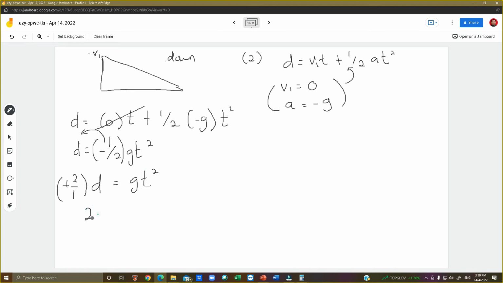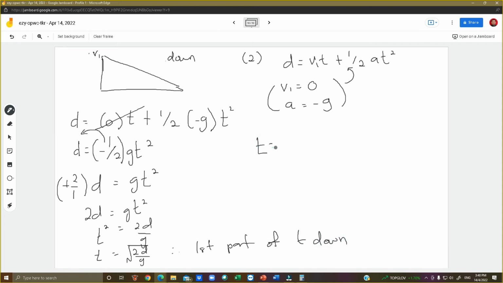Now you have 2D sama dengan GT square. Jadi, T square sama dengan 2D over G. And T is 2D over G square root. This is first part of T down. Belum habis. Jadi kita baru sampai T equals to 2D over G square root. Okay, dia belum habis lagi. So we go to the third equation to solve this T.